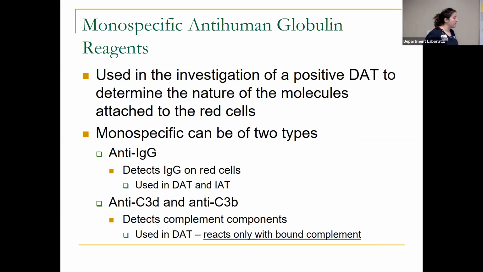All right, so remember I mentioned that usually if you have a positive DAT, you're starting with polyspecific. Polyspecific contains both IgG and complement. If you have an agglutination with polyspecific, that means something is coating patient cells. Then we have to take that step, test a step further, and exactly identify what's coating patient cells. Is it complement or is it IgG antibody? That's where the monospecific reagent comes in.